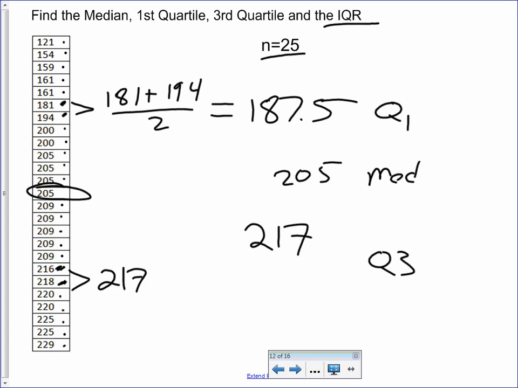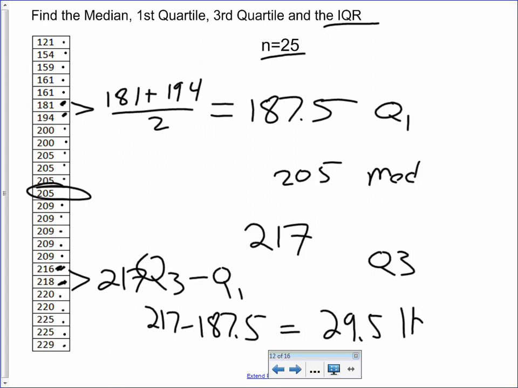So lastly, it asks me to find the IQR. So the IQR is Q3 minus Q1. So that's going to be 217 minus 187.5. By the way, I've been doing something wrong. All of these should have units. In stats, units have to go on everything. Sorry. So the IQR is 29.5 pounds. So about 30 pounds difference encapsulates half of the group.